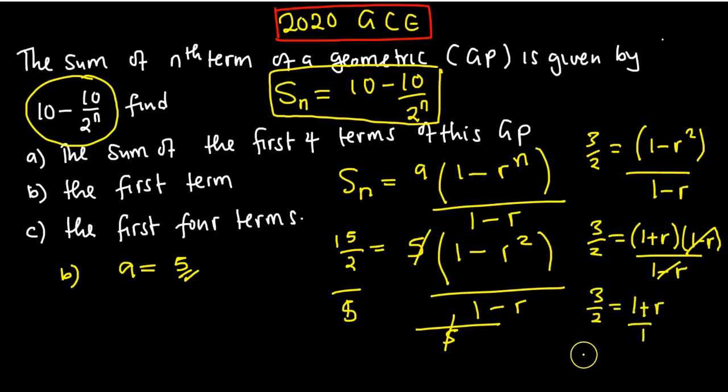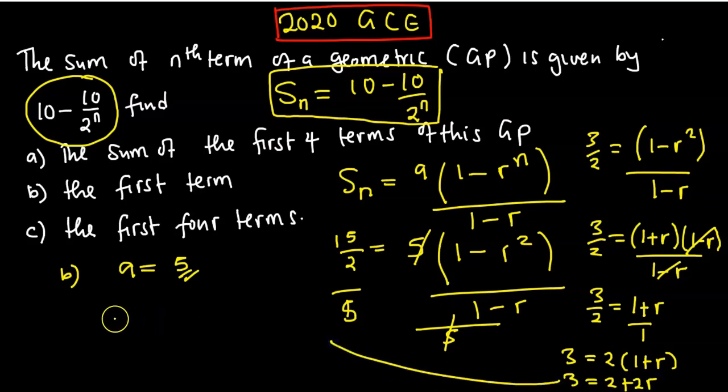So you cross multiply here. This multiplies that, this multiplies that. So 3 is equal to 2 times 1 plus r. So here you're going to have 3 equal to what? 2 plus 2r. So now let me just bring this one this side. So it's going to be 2 plus 2r equal to 3.